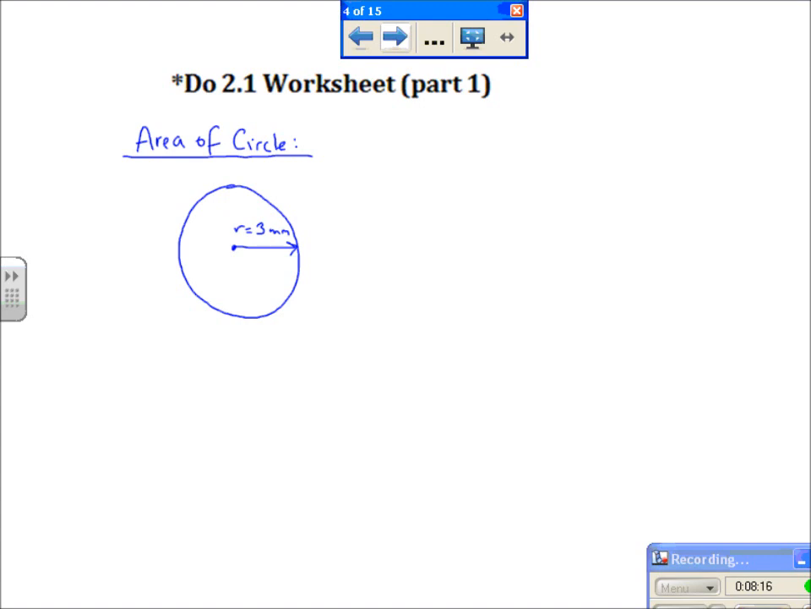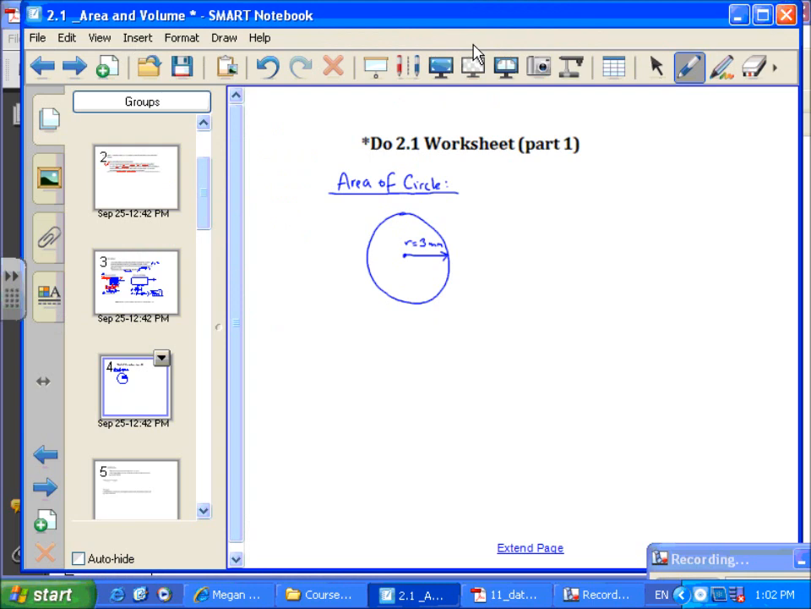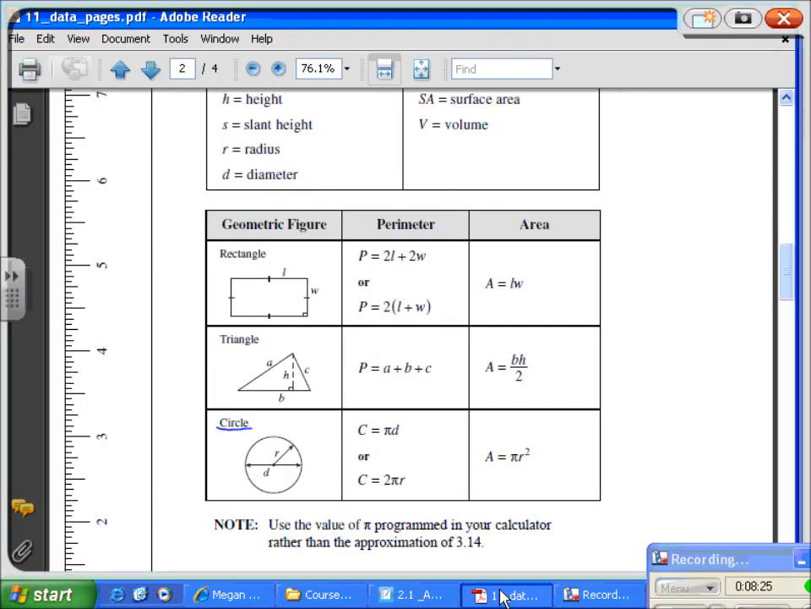The formula that we have in our data booklet, if we go to our data booklet and have a look, the formula that you have for a circle, here's a circle, here's the formula. Now, be careful here with this formula. A is equal to pi r squared. If I'm given the diameter of a circle, I have to divide that diameter by 2 to get the radius. Remember that. Diameter is equal to 2 times the radius, or the radius is equal to half the diameter.